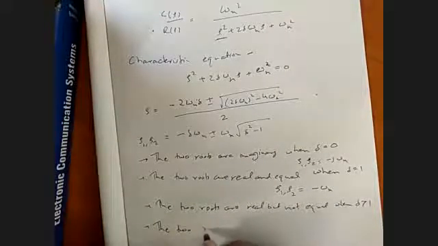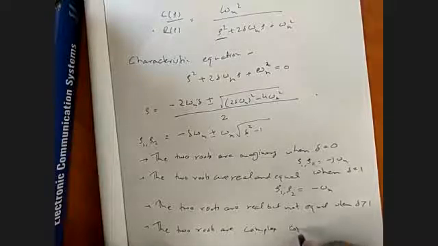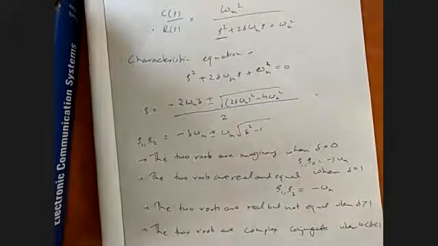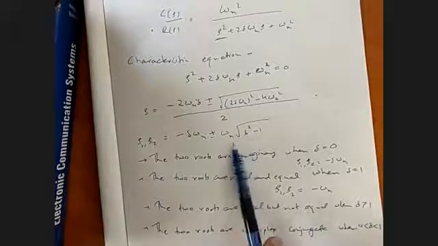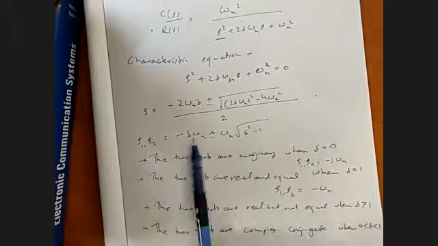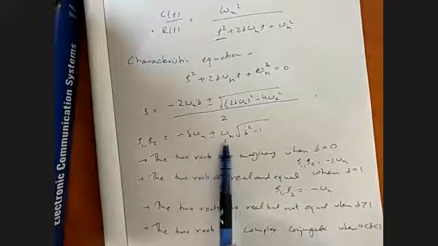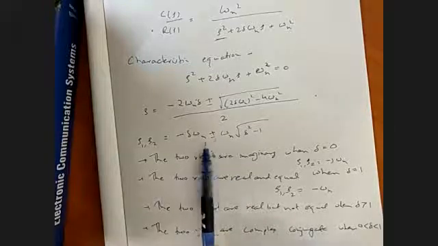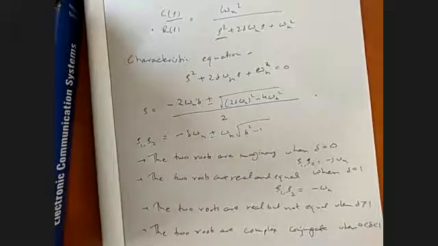And last, the two roots are complex conjugate when delta is between 0 and 1. When delta is between 0 and 1, delta square will become less than 1, so delta square minus 1 is negative and this term will become imaginary. So it will become minus delta omega n plus minus j omega n times under root 1 minus delta square. Once it is plus and second it is minus, so they will be a complex conjugate pair.